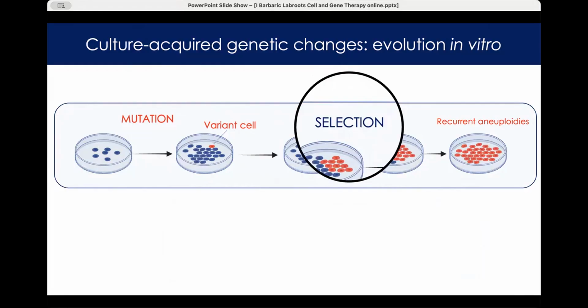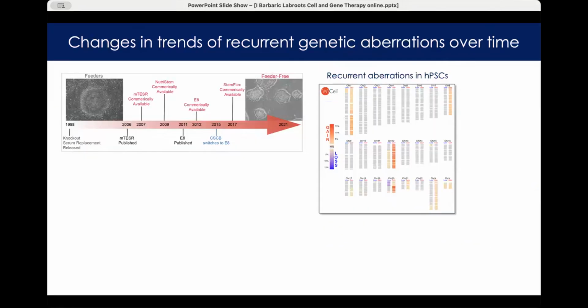And this is why in my lab, we also have a very firm focus on selection. And today I'm going to tell you a couple of examples of how we go from noting what are the recurrent karyotypic aberrations in culture to drilling down into the molecular and cellular mechanisms that drive their selective advantage, which will ultimately provide us with a platform for stopping their occurrence in culture. So the first example refers to changes in trends of recurrent genetic aberrations over time.